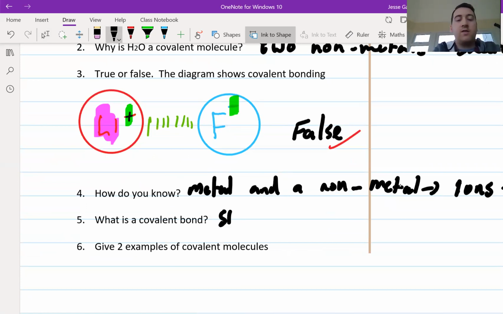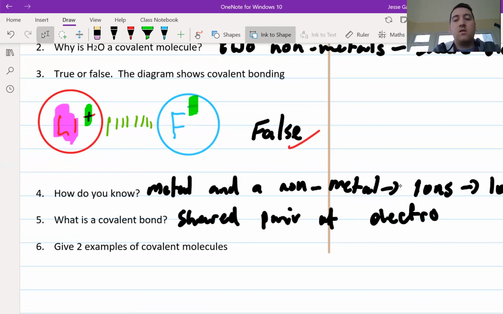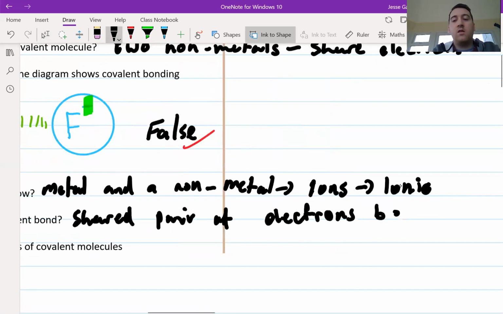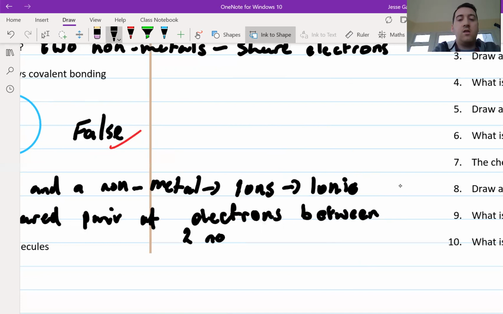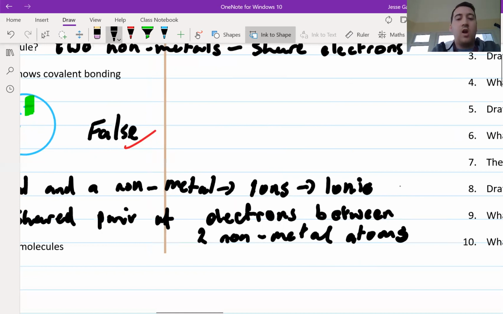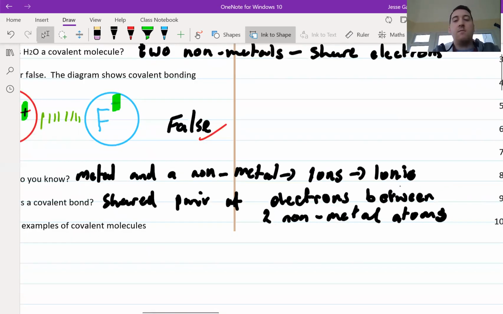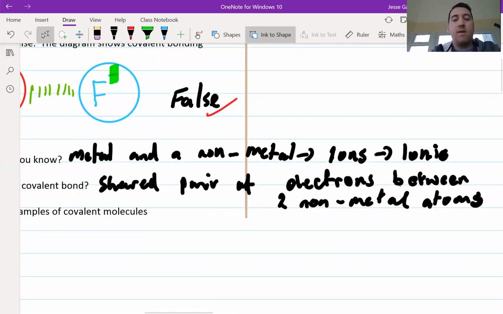So it's a shared pair of electrons between what type of atoms? Between two non-metal atoms. That would be a really good answer. A lot of you probably wrote it's a shared pair of electrons, but to be a little bit more specific, I hope you can see why my answer is a little bit better, because we're clarifying, well, where do we find these shared pair of electrons? They're not just a random shared pair, they're a shared pair and are found between two non-metal atoms.